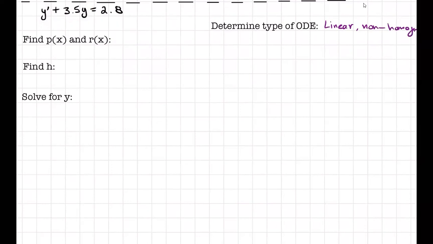Okay, so now that we know which type we're working with, we need to find our p of x and our r of x in order to solve our equation. This is pretty straightforward. For this one, our p of x will be basically this one. So we have here that p of x is equal to 3.5. How do we know that?